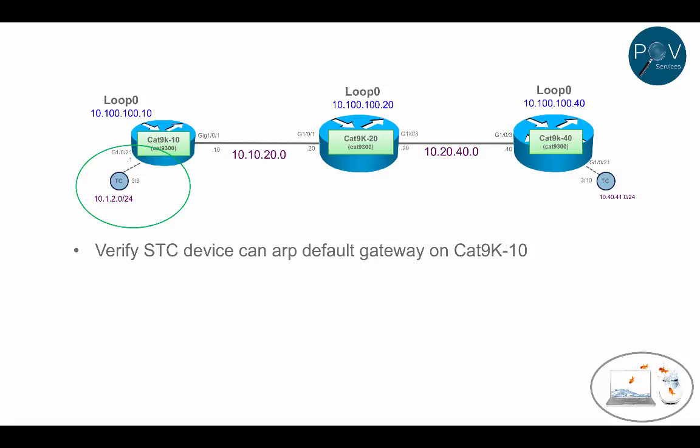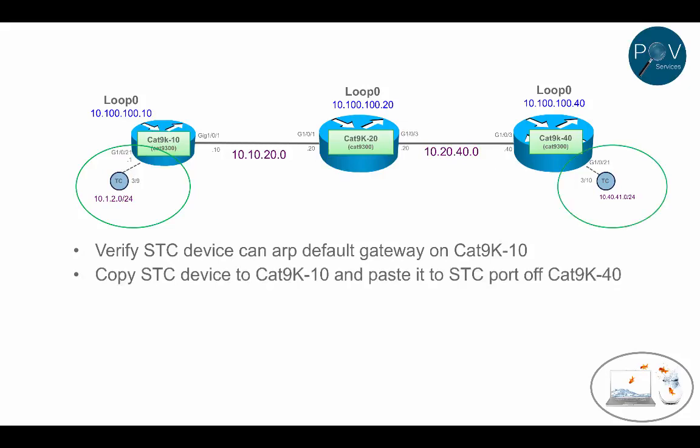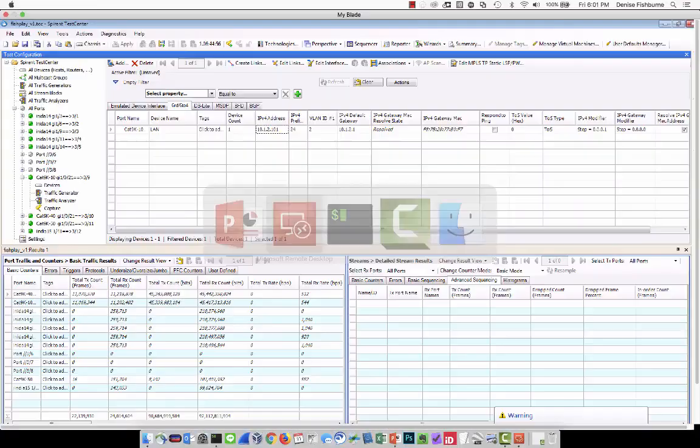So once you already have a traffic generator, it's very easy to copy and paste traffic generator ports. What we're going to do next is copy the Spirent TestCenter device that we were just in, that's connected to the Cat9K-10, and paste it over to the port that's connected to the Cat9K-40. So let's go ahead and do that.